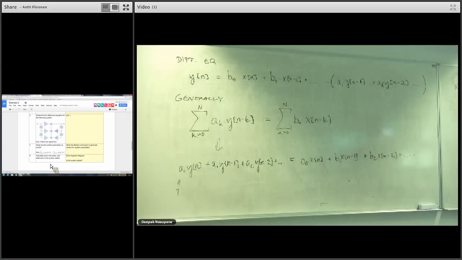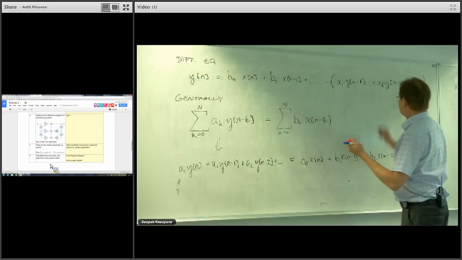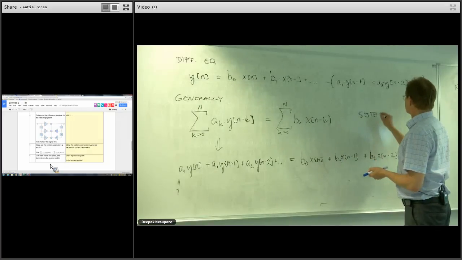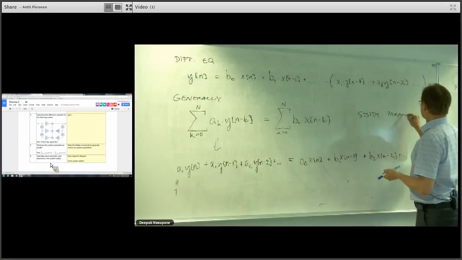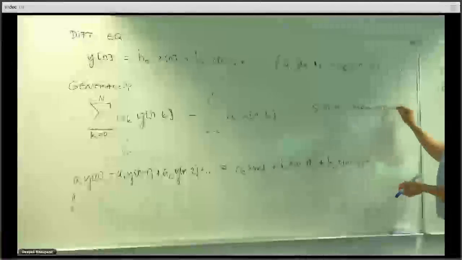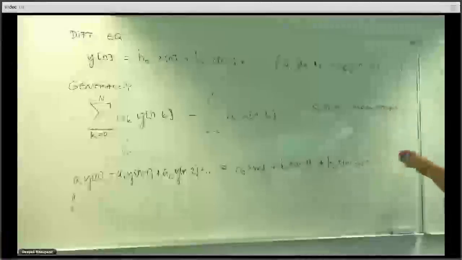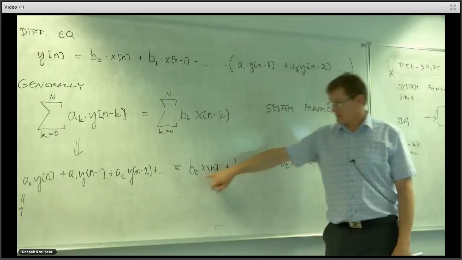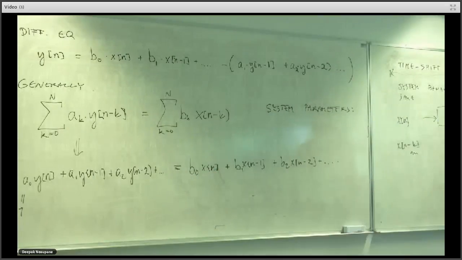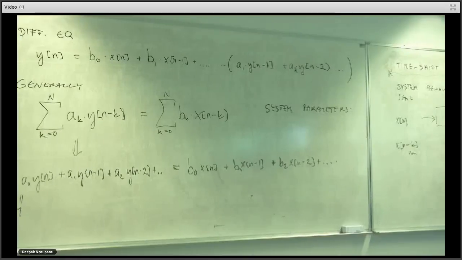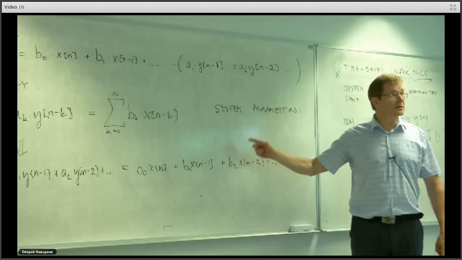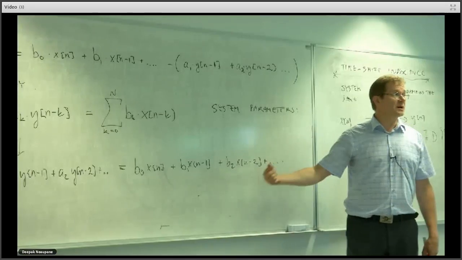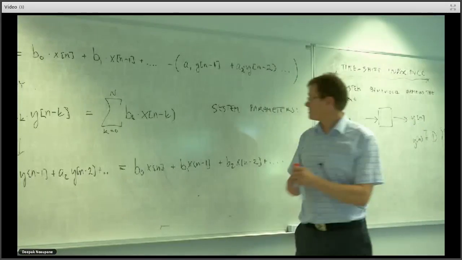And the system parameters are these. Okay. If you are using any other names than A or B for these vectors, make sure that you indicate which one is the scaling factor for the input terms and which are the feedback scaling factors.